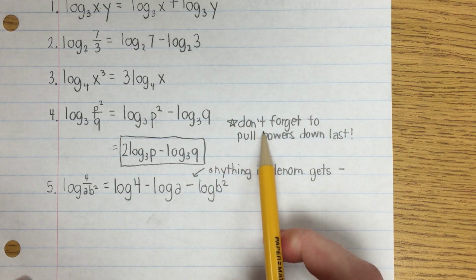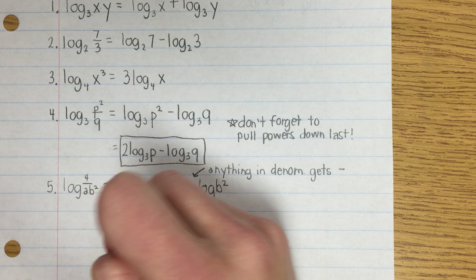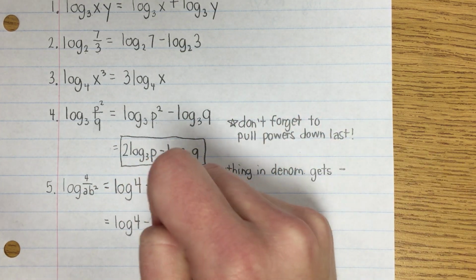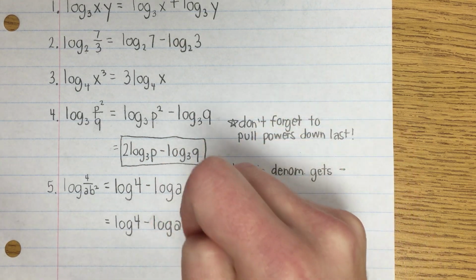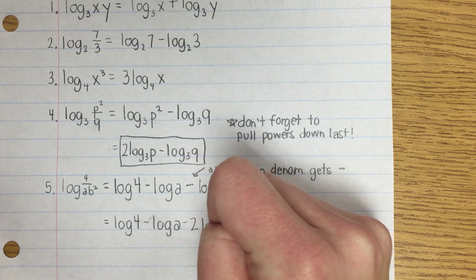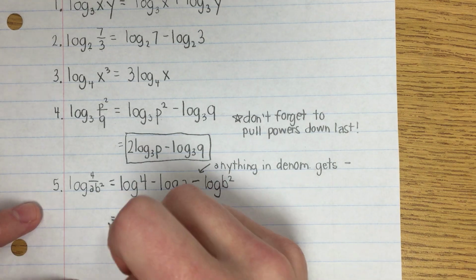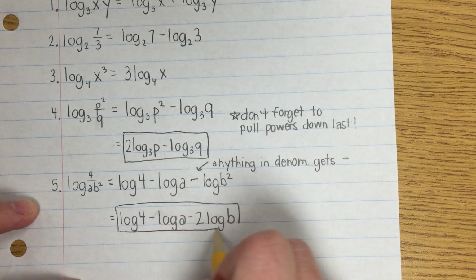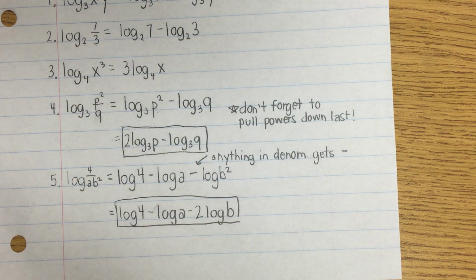And remember, my last step is to not forget to pull powers down. So this equals log 4 minus log a minus, pull that power down to the front, 2 log b. So now I have my final answer. Let's look at just a few more.